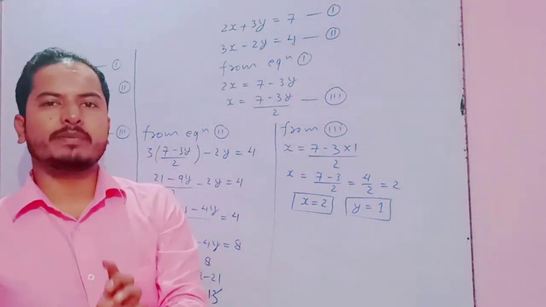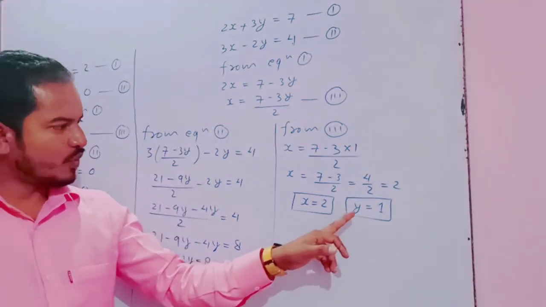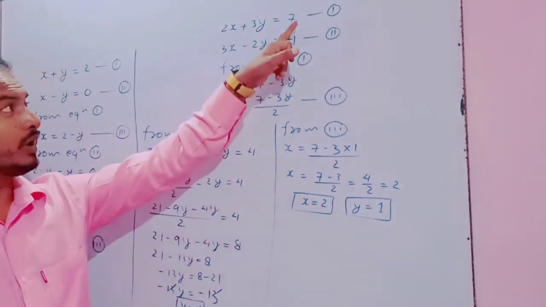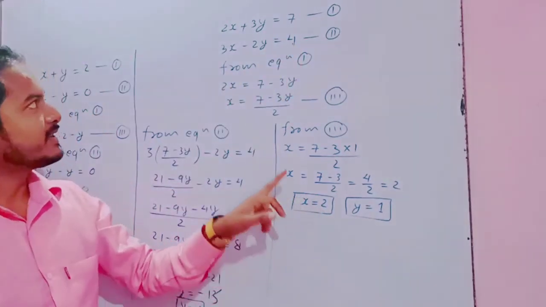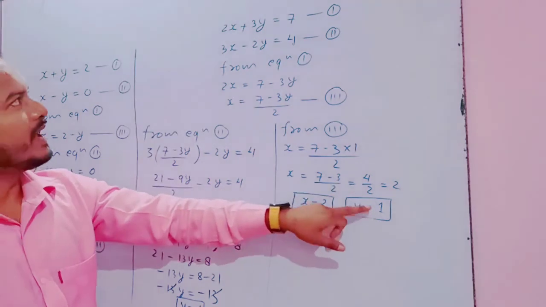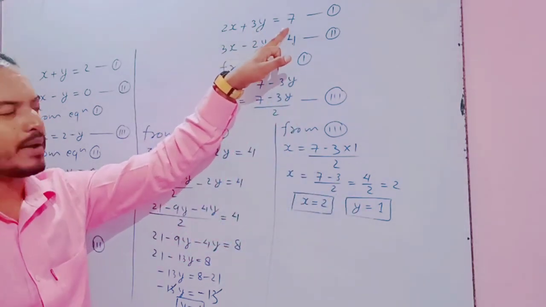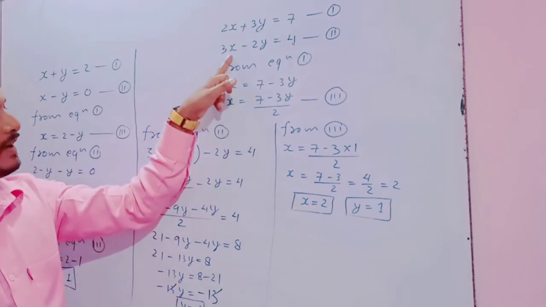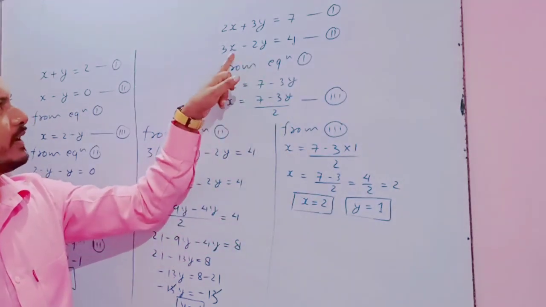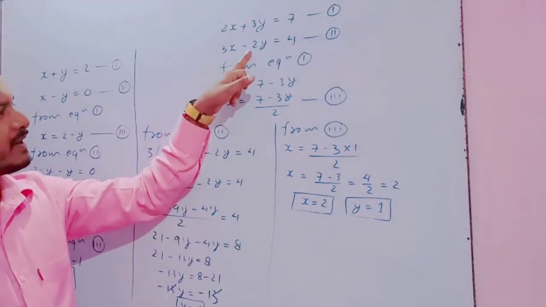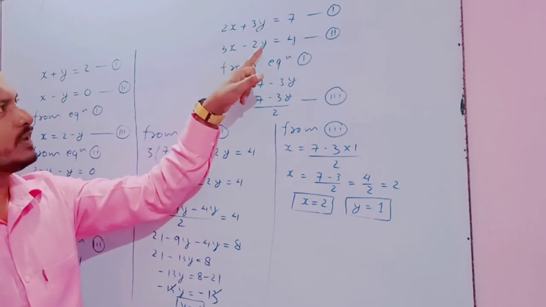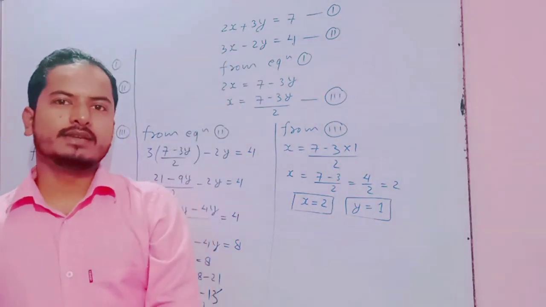If we need to verify our answer, then we will substitute y as 1 and x as 2 in both equation first and second. x is 2, then 2 twos are 4, y is 1, 3 ones are 3, then 4 plus 3 is equal to 7. Now in equation second, x is 2, y is 1, then 3 twos are 6, minus 2 ones are 2, 6 minus 2 is 4. It means our answer is correct.